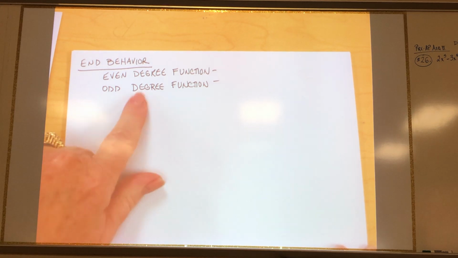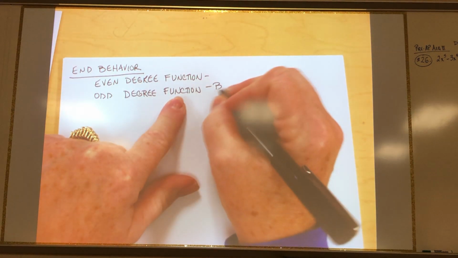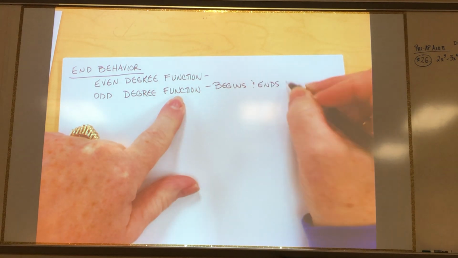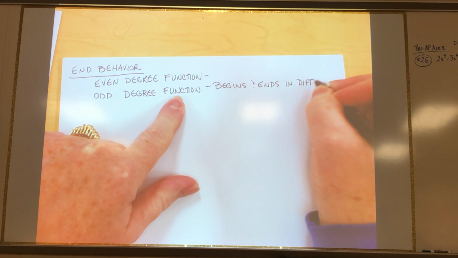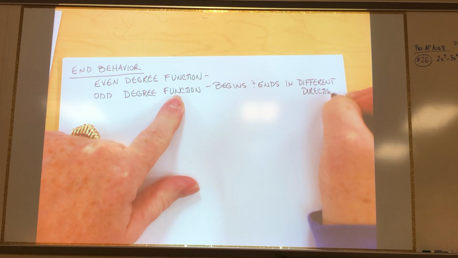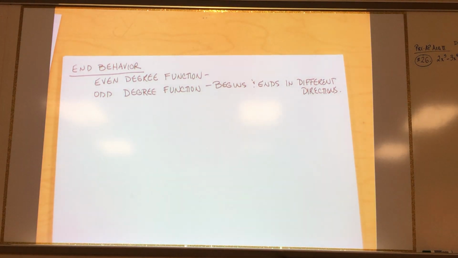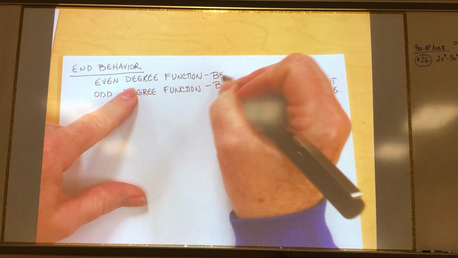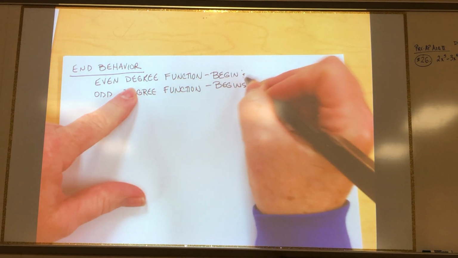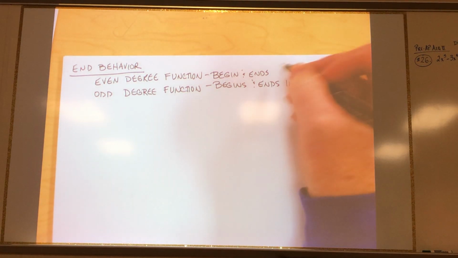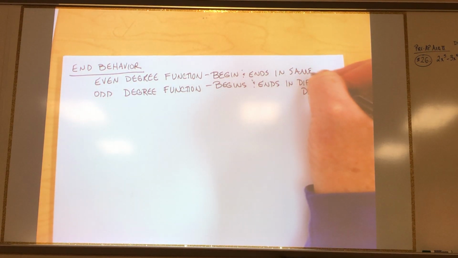Y'all listen to me, an odd degree function begins and ends how? Different. In different directions. An odd degree function, he's odd, people, he's weird, he's different. So he begins and ends in different directions. So an even degree function, he must begin and end how? Same. Begins and ends in the same direction.